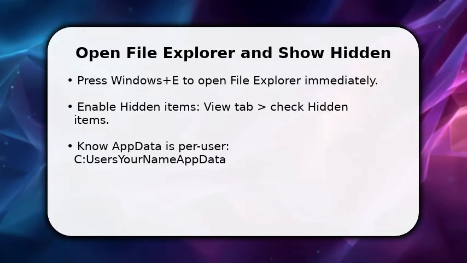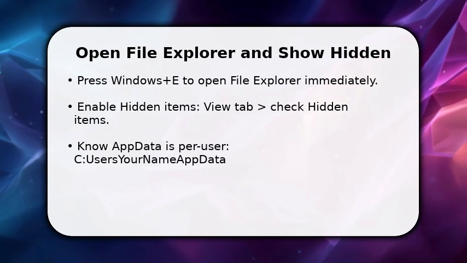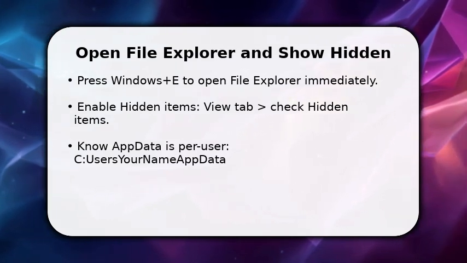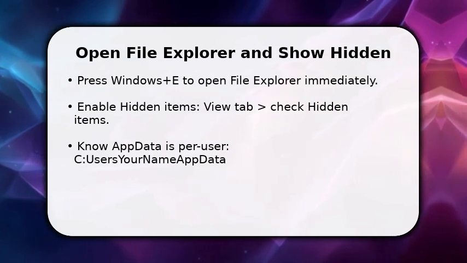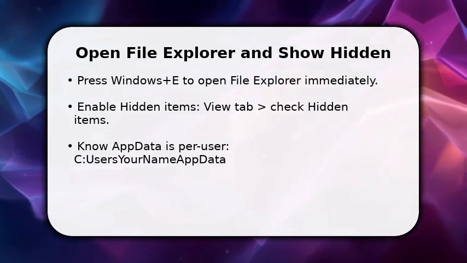You begin by opening File Explorer with Windows plus E, which gets you into the file system fast. Once done, go to the View tab and check Hidden Items so you can see folders Windows normally hides.